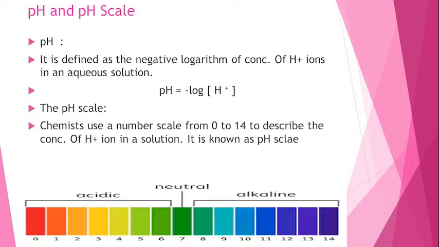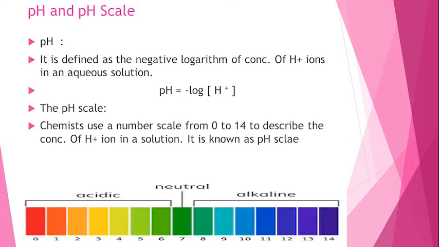Dear students, the pH of water is 7. All aqueous solutions with pH 7 at 25 degrees centigrade are neutral. If pH is greater than 7, the solution is basic. As the solution becomes basic, OH increases and H ion decreases. If pH is less than 7, the solution is acidic. As you know, as the solution becomes acidic, H ion increases and OH ion decreases.